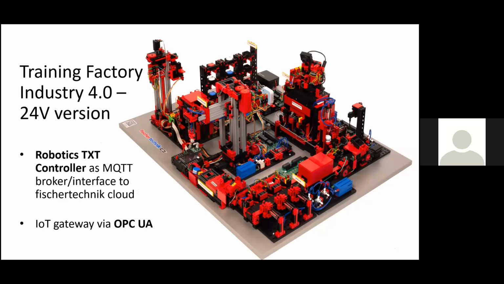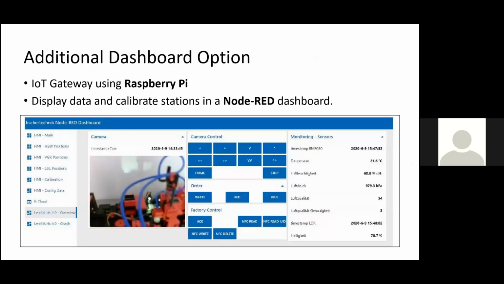Now, in this case, the TXT controller serves as the MQTT broker and interface to the Fischer-Technic cloud. Communication between the PLC and the TXT controller is carried out using an IoT gateway via OPC UA. Now, OPC UA is also known as OPC Unified Architecture, and it's a standard for exchanging data across different platforms. In addition to the TXT controller used here, there is also an IoT gateway using Raspberry Pi with Node Red. Now, this allows the option for not only presenting and using data on a dashboard in the Fischer-Technic cloud, as we just saw with the 9-volt version, but also to be able to display data and calibrate the stations of the factory in a Node Red dashboard.